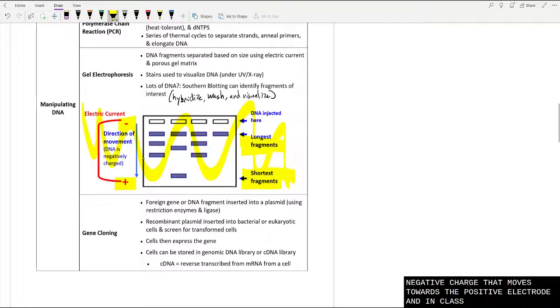And in class, we did some handouts where we looked and compared the STR fragments as well. So remember, STR is short tandem repeats, and it's used in DNA fingerprinting.